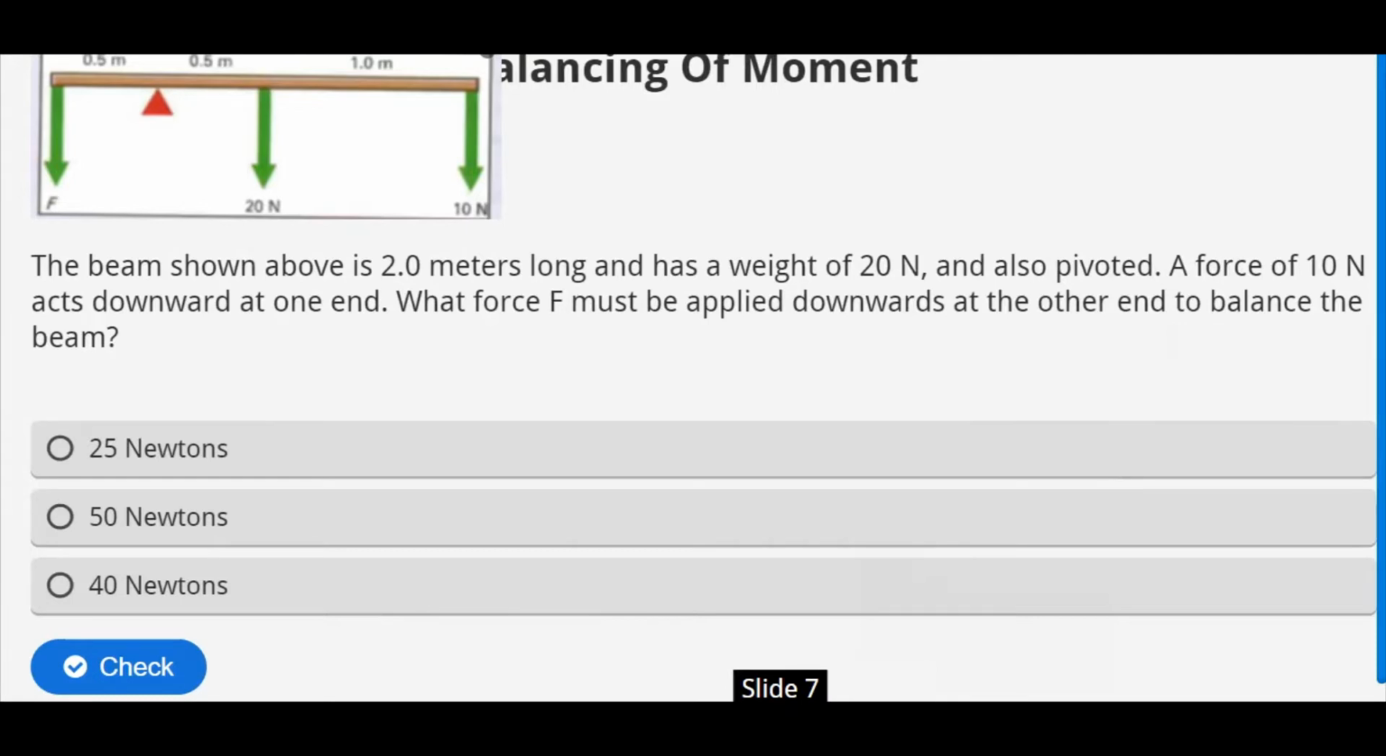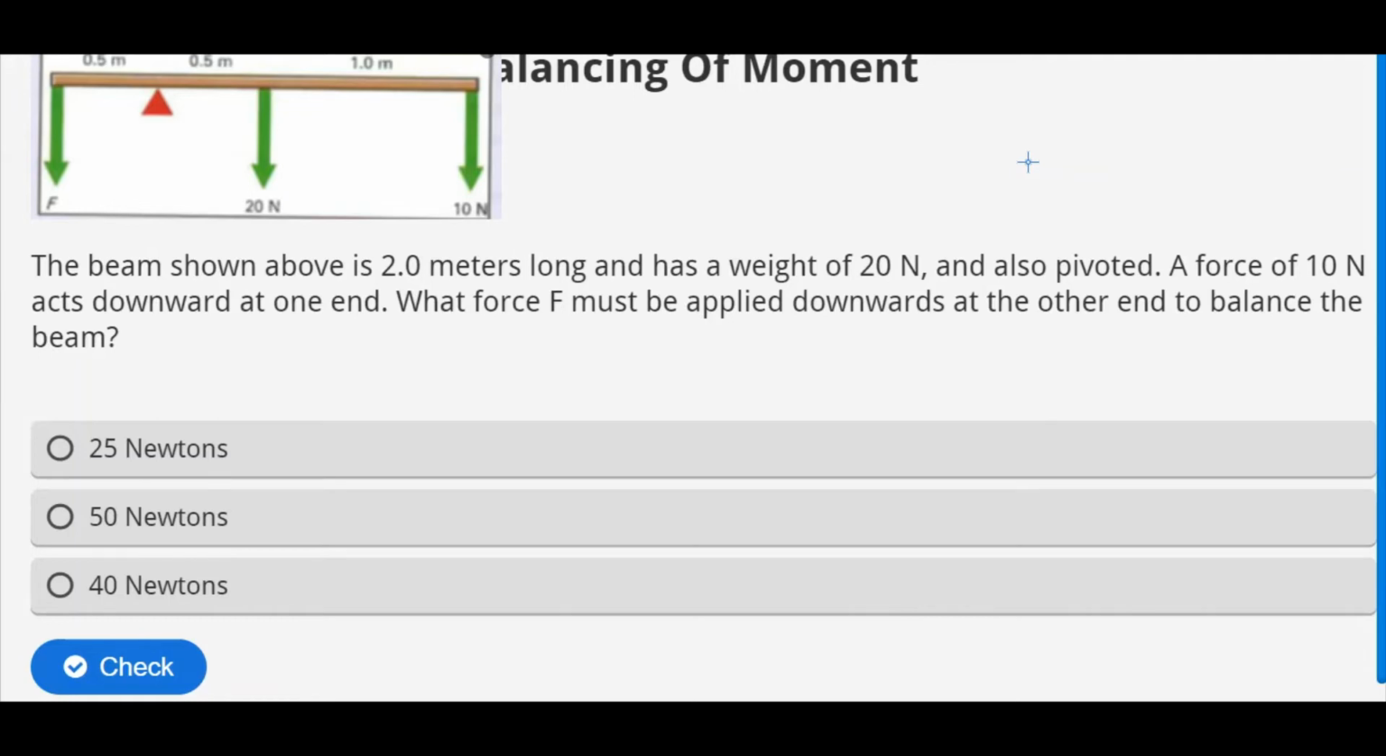Now, let's deal with this question. Looking at the diagram above, the beam shown above is 2 meters long and has a weight of 20 Newton and also pivoted. A force of 10 newtons acts downward at one end. What force F must be applied downwards at the other end to balance the beam?